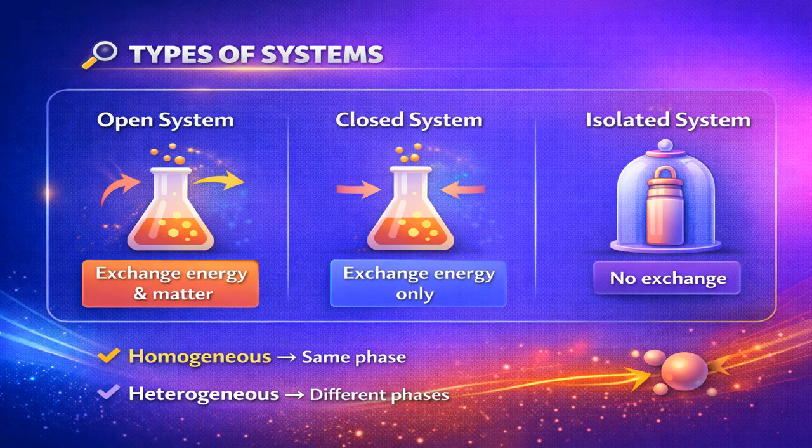There are three types of system. An open system exchanges both energy and matter. A closed system exchanges only energy, and an isolated system exchanges neither. Also, homogeneous means same phase, while heterogeneous means different phases.